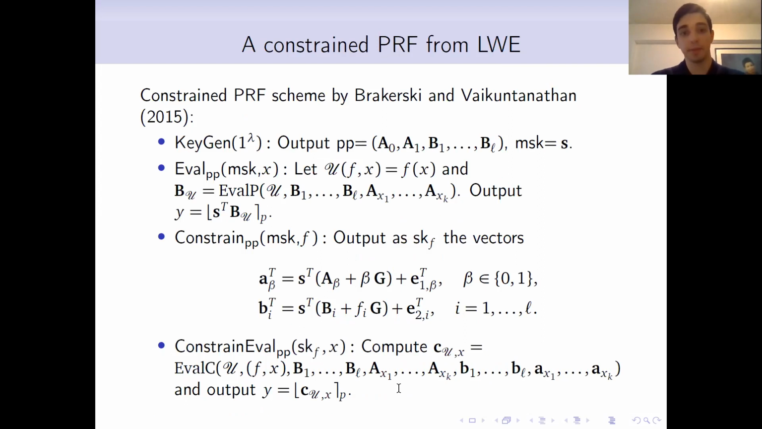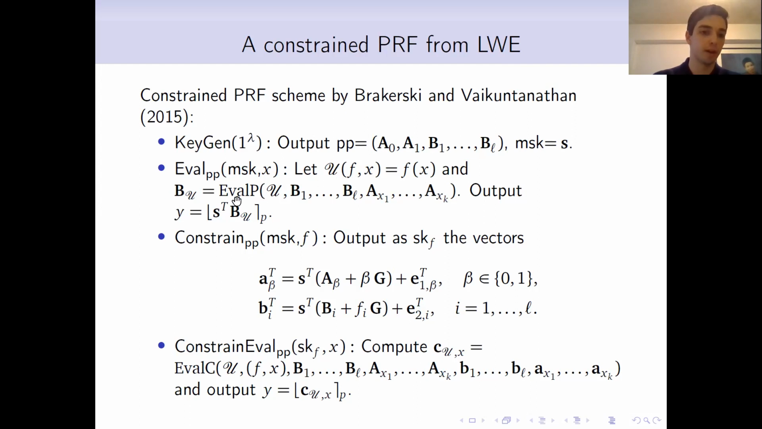Okay, the next example is a constrained pseudorandom function based on learning with errors. It has as public parameters matrices A0, A1, and B1 to BL, and the secret key is a vector S. In the evaluation algorithm, we consider this universal circuit U, which receives as input the description of a function F and a binary string X, and outputs F of X.